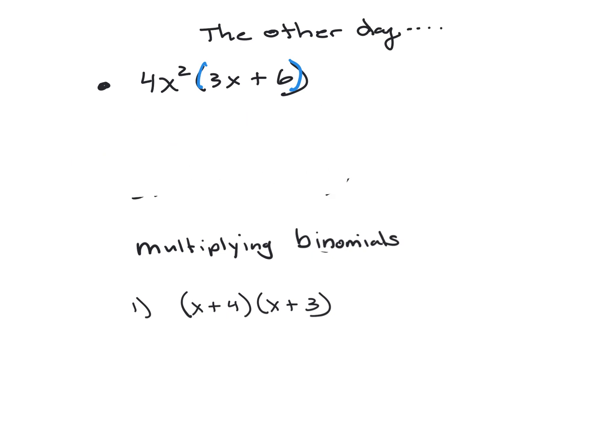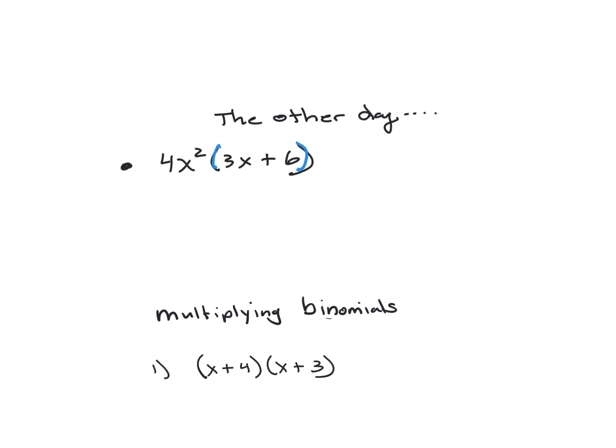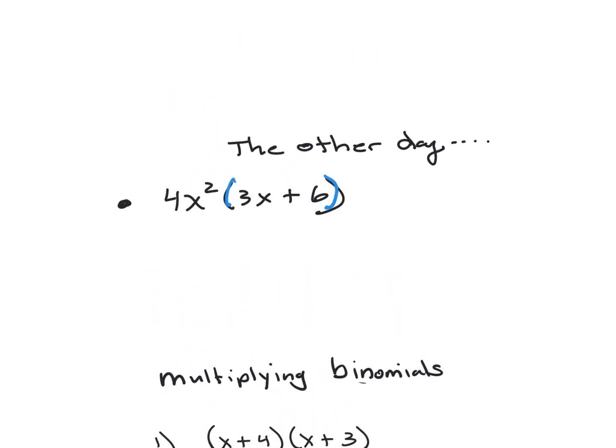So remember how we multiplied a monomial times a binomial? We just distributed and multiplied, because remember that means multiplication, to both of them. So that gave us 4x squared times 3x would be 12x to the third power. And then 4x squared times 6 would be 24x squared.